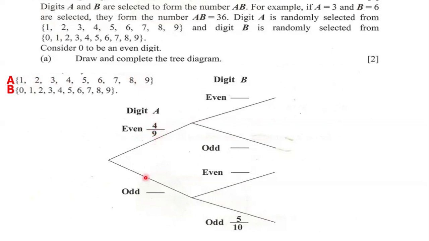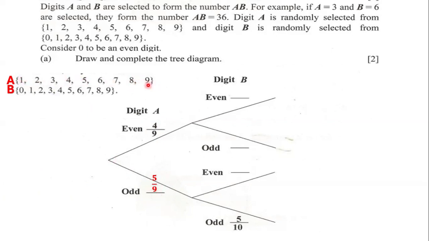Now, we need to figure out what is the probability that digit A is going to be an odd number, right? What's the probability that digit A is going to be an odd number? Well, we ask ourselves what is the total number of elements in that set, or what is the total amount of possibilities, right? The total amount of choices that we're able to choose from. And the answer is 9, because there are 9 numbers, 1 through 9.